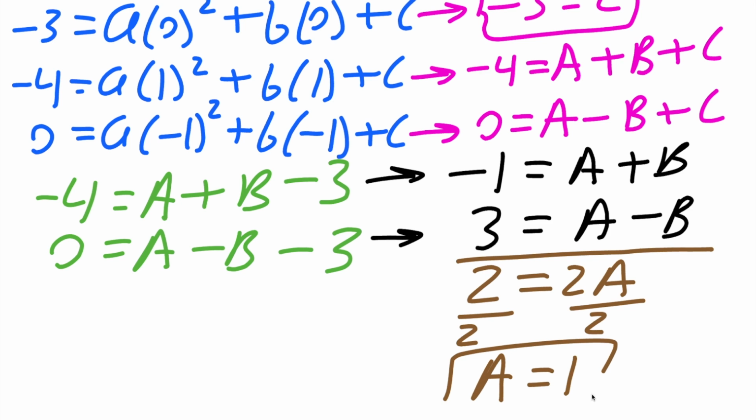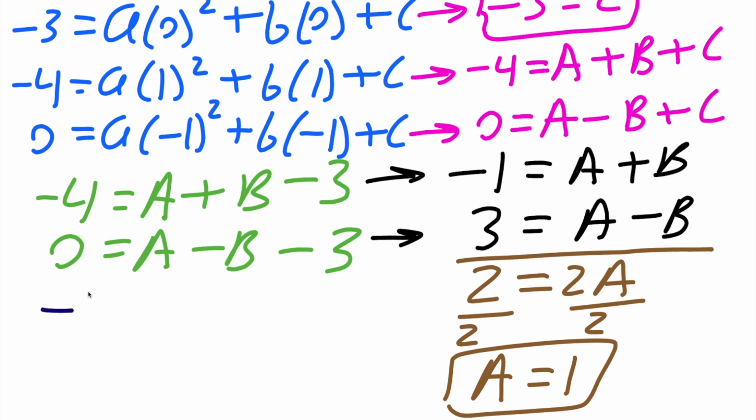We can box in this answer. And now we need to get B. And to get B, there's a lot of options. You could plug it back into any of our original equations, here or here, because we know A now. We just don't know B. So I'm going to choose this first one right here.